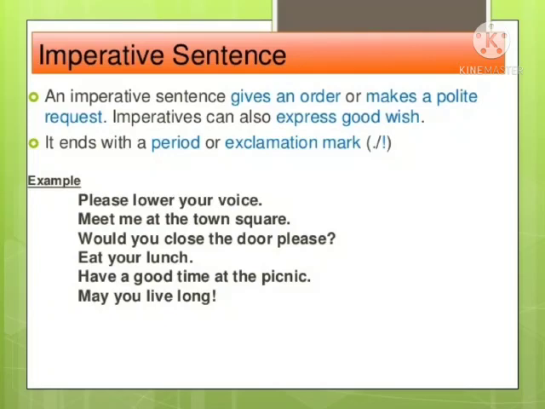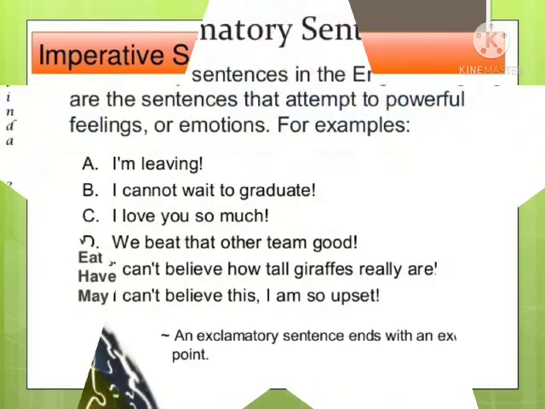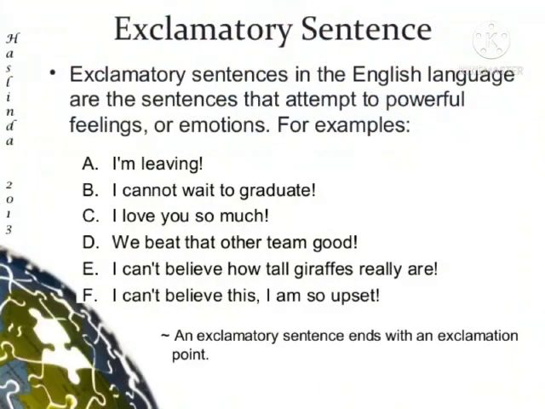For example, "Please lower your voice." Here we are requesting. "Meet me at the town square." We are giving a command. "Would you close the door please?" Here we are giving a polite request. "Eat your lunch." "Have a good time at the picnic." We are giving a good wish. "May you live long." Here we are giving a good wish. So for giving good wishes, for orders, commands and for polite requests, the sentences we use are called imperative sentences. Next we have exclamatory sentence.